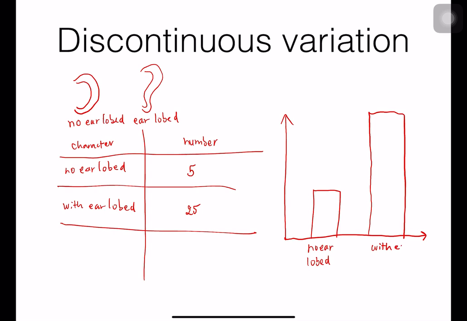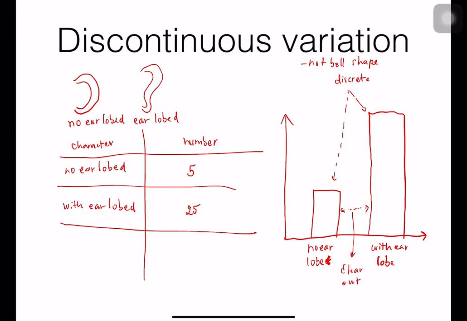You will see that the data here is not connected together. The ones that have earlobes are not the ones that don't have earlobes, and the ones that don't have earlobes cannot have earlobes. So they are clearly separate, and they do not connect. They are discrete. The data become discrete, and it is not in a bell shape. They are clear from each other. So these are the characters of the discontinuous variation.